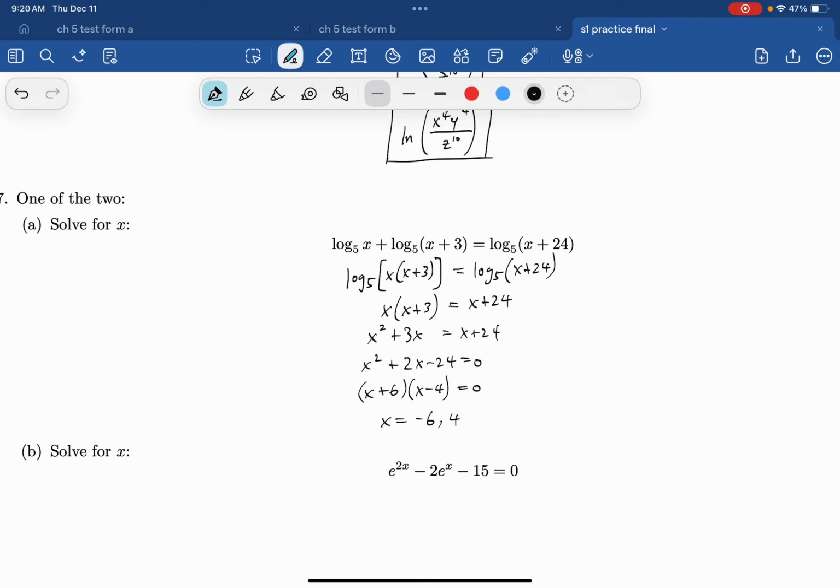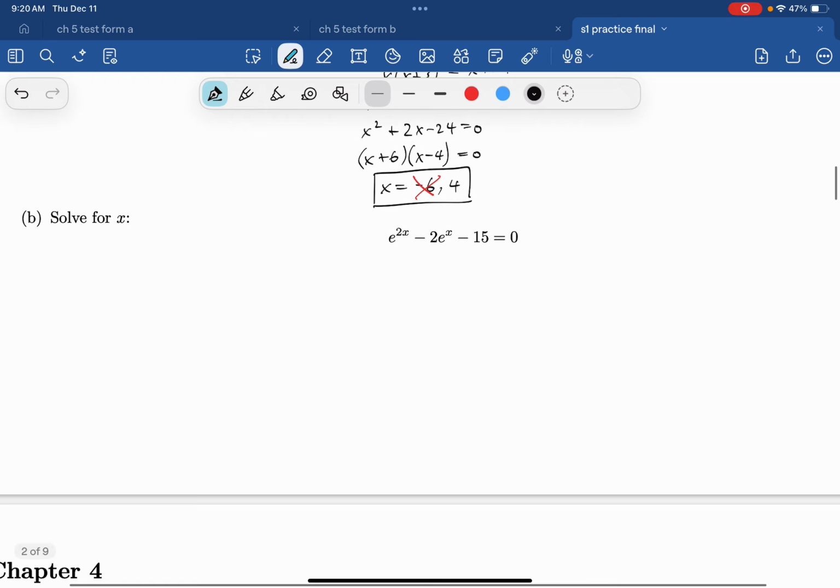Whenever we have logarithmic equations, we always need to remember to check for extraneous solutions, right? Because logarithms do not have an infinite domain. In this case, x equals -6 is not a valid solution because it causes both these logarithms to have negative input values. So we're going to cross out -6, and we're left with just x equals 4. Next one.